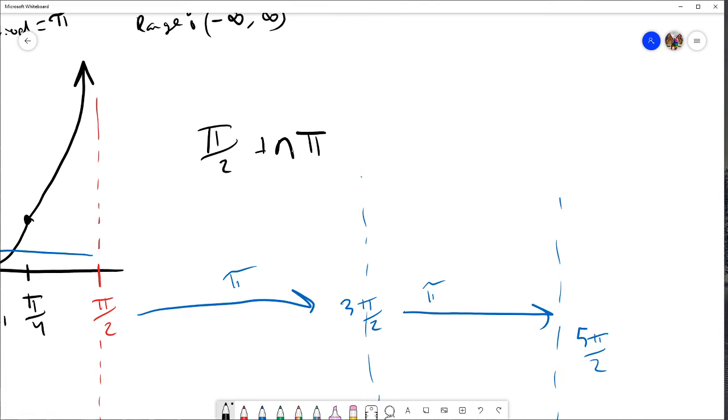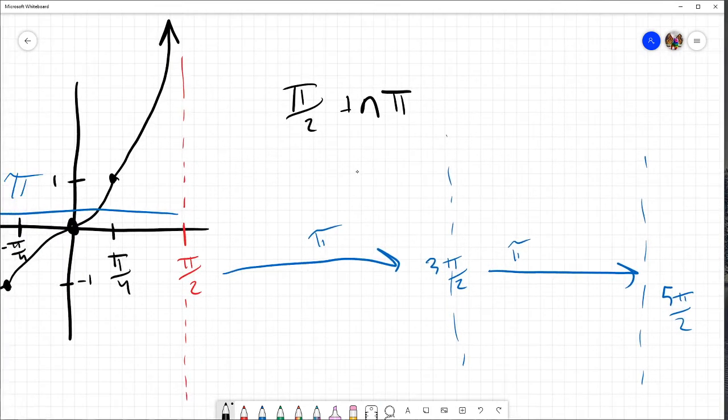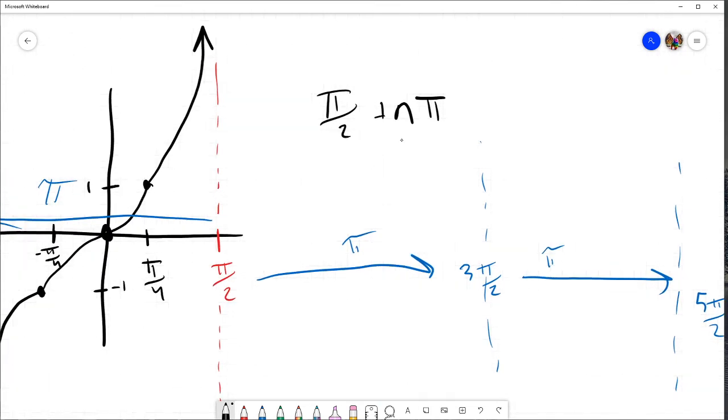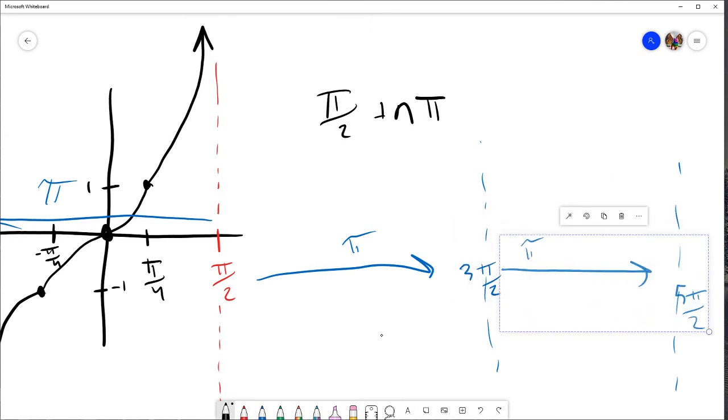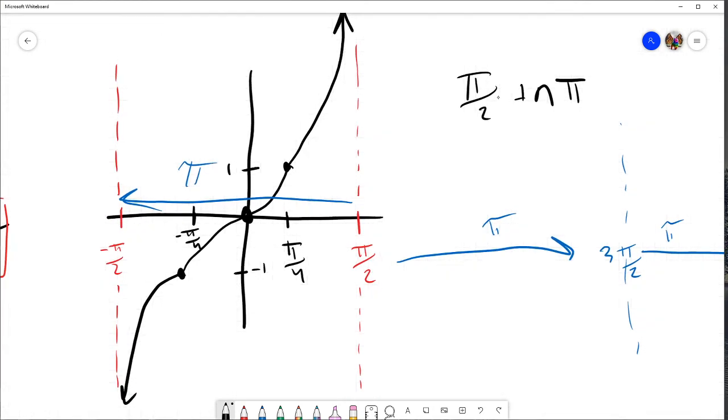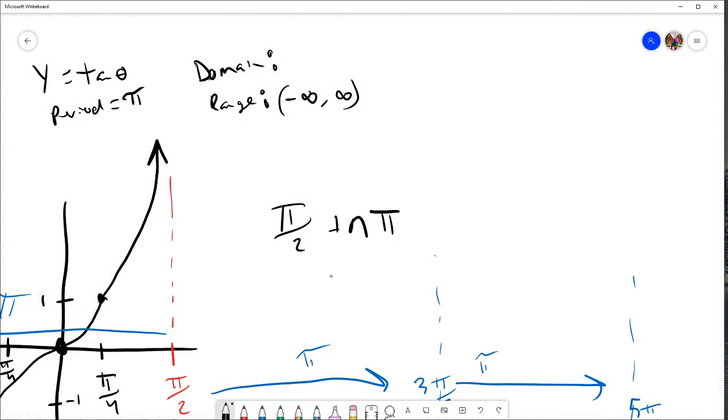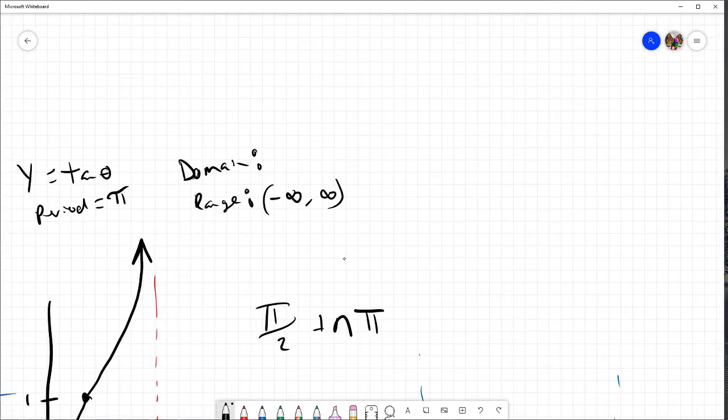So this right here, if we understand that n is restricted to be an integer, well, if I take pi over 2 and add 1 times pi, that's going to give me this one. If I take pi over 2 and add 2 times pi, that's going to give me this one over here. And since we're including integers, that means we can have negative values, right? So pi over 2 plus 1 negative pi, well, that's going this way to right here. And so this will give you all the asymptotes where they're at.